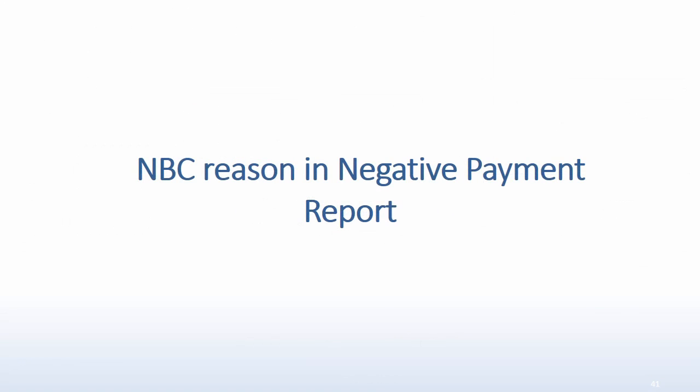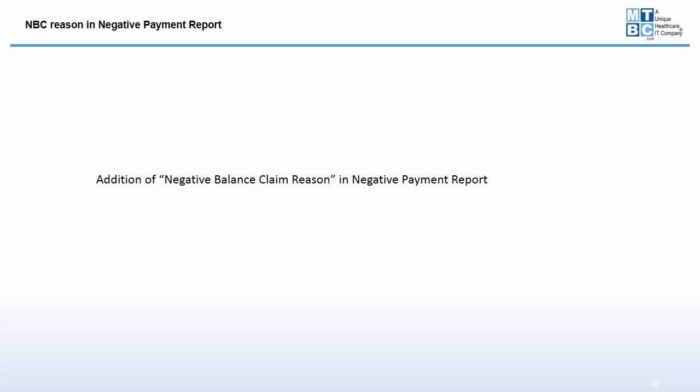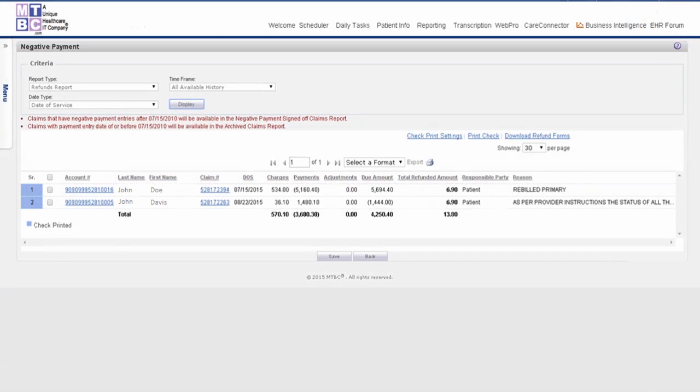The next change is the NBC reason for negative payment and report. There's another column added to this report for the negative balance claim reason. You can see there's a reason box available which shows you all the reasons why there's a negative balance against that claim, and it provides you further details regarding that specific patient.